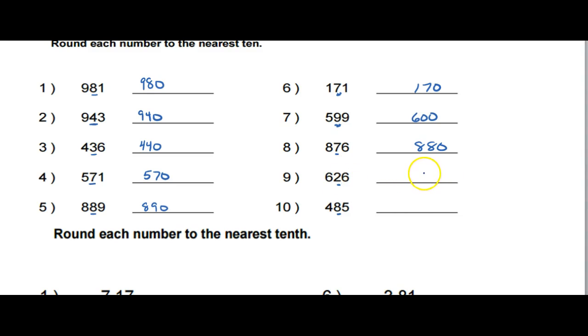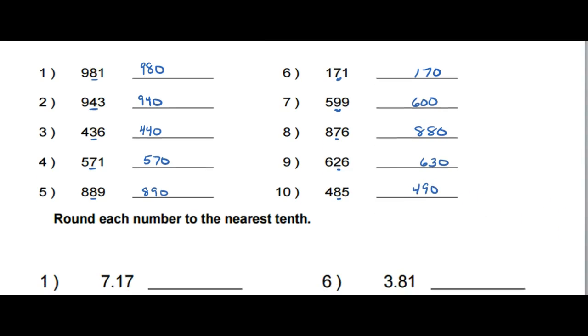626 will round up to 630. Number 10, 485. The 5 tells me to round up, so that rounds up to 490.